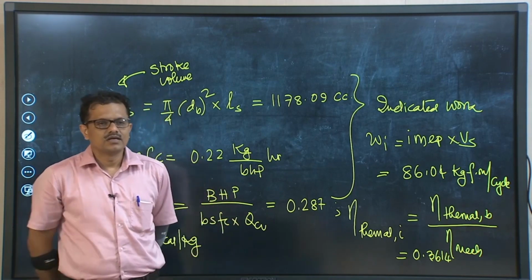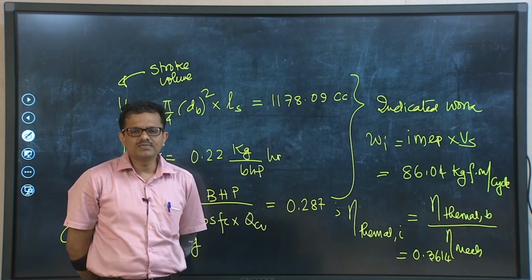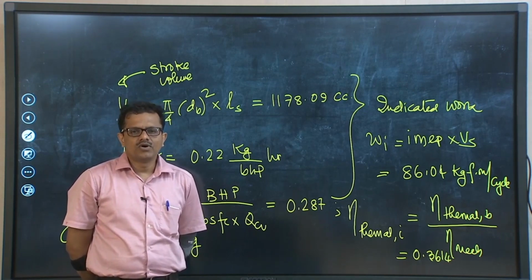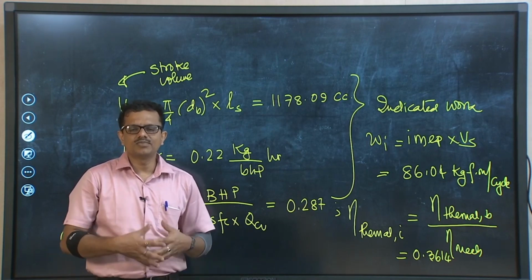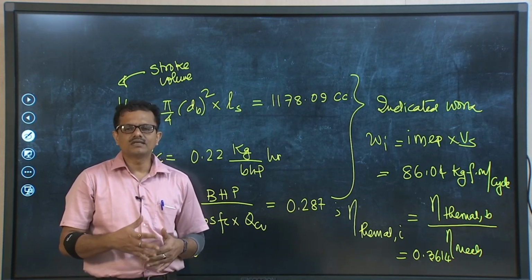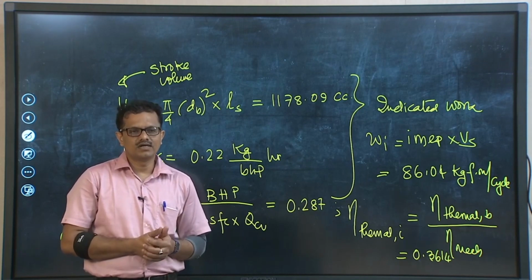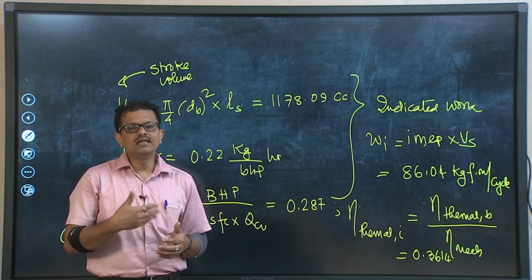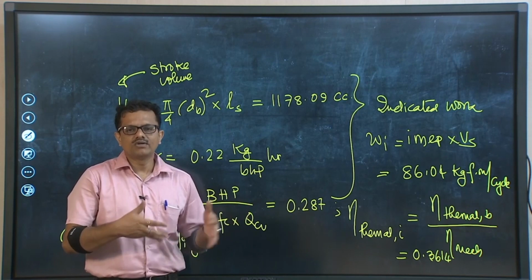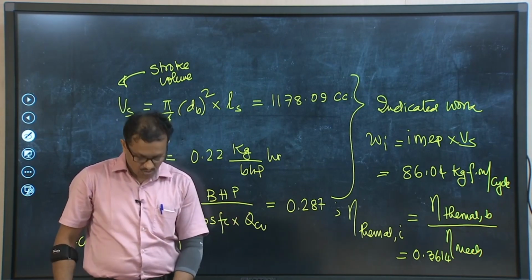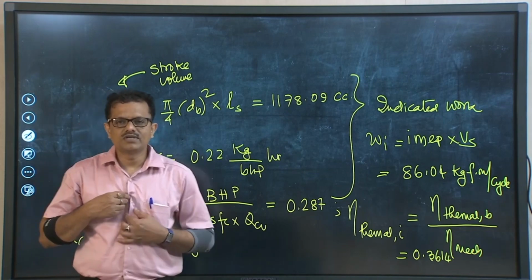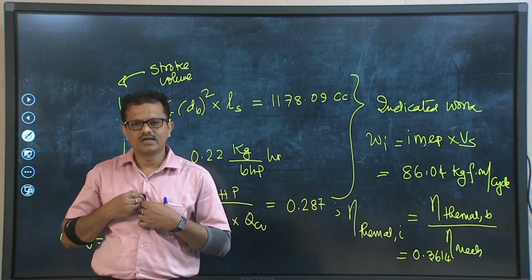To summarize, we have solved two problems on engine performance, and we have seen that from the given set of data, we can calculate several performance measuring indices. We have solved this considering two different problems. With this I stop here today, and we shall continue our discussion in the next class.